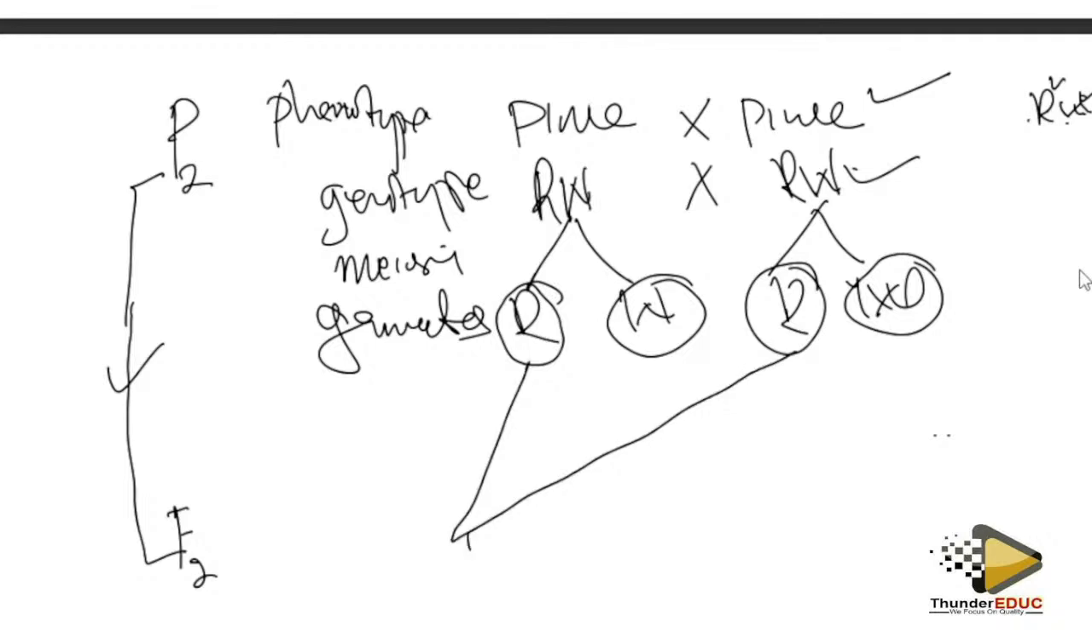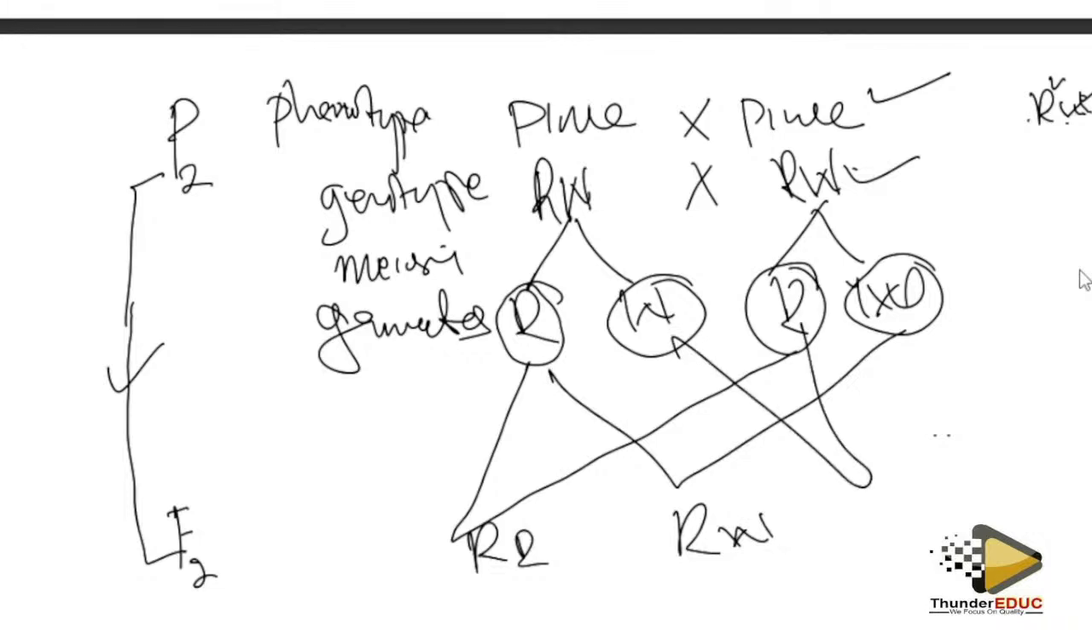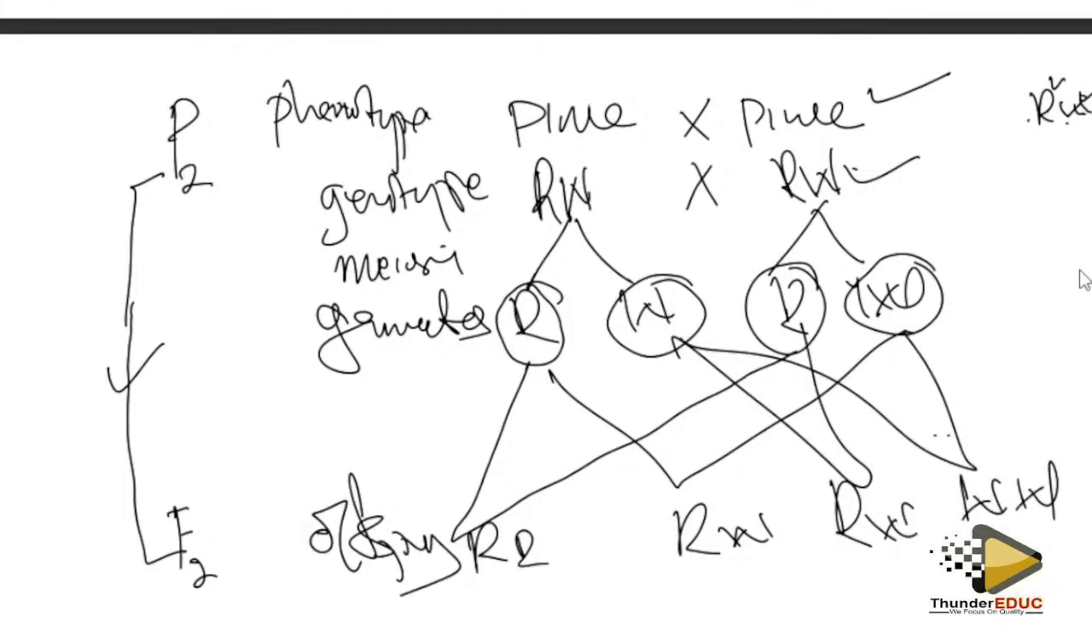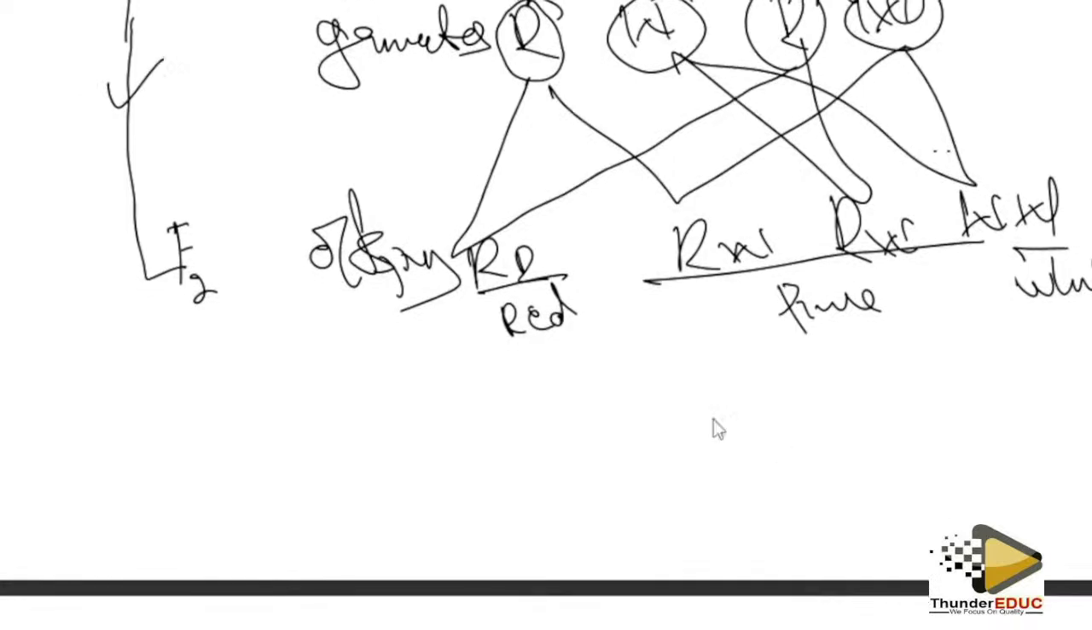So cross with capital R, capital W, capital R, capital W. Because I started with R, I will start with R, capital W, and then capital W, capital W. These are the offspring. This one is red, this is pink, and then this is white. Meaning that I will have one red, 2 pink, and then 1 white.